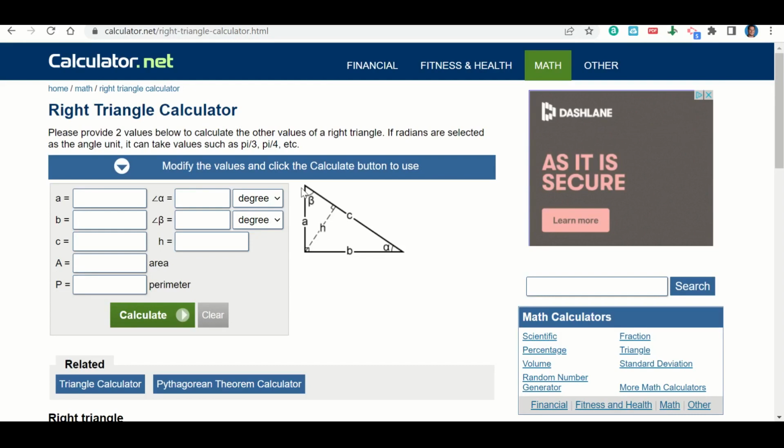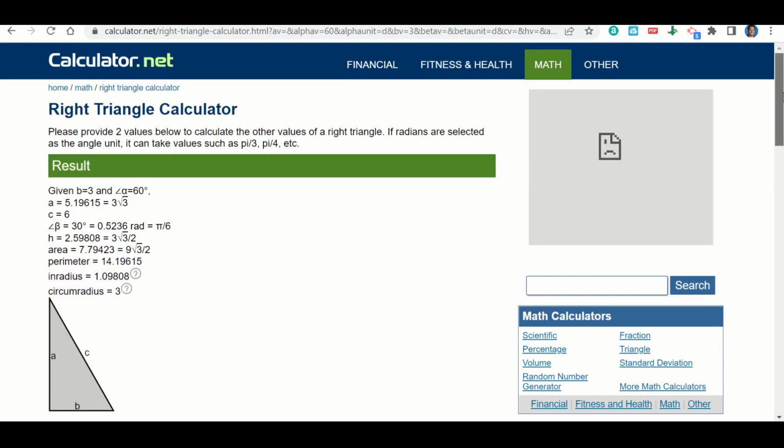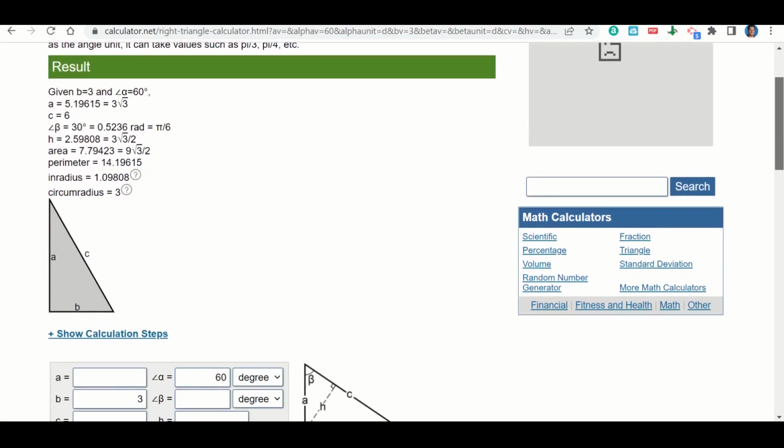So let's say that in this picture we're trying to find A, and we have B. We know that B is 3. And we know that angle alpha, in this case, this angle, is 60 degrees. Let's go ahead and we'll hit calculate. And it tells us what the lengths of each of the sides are and each of the angles are.